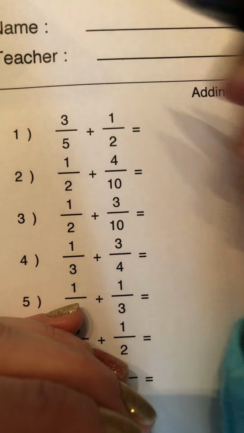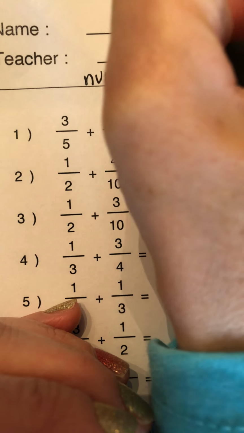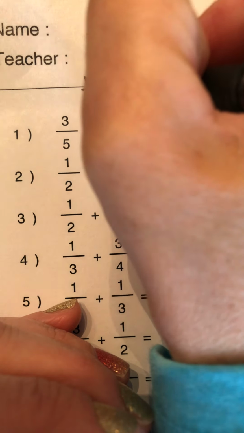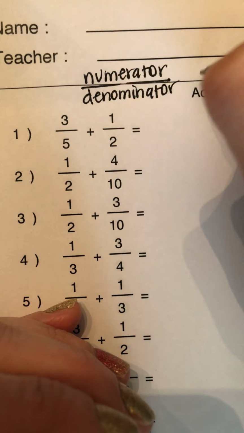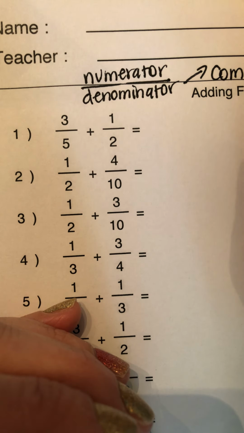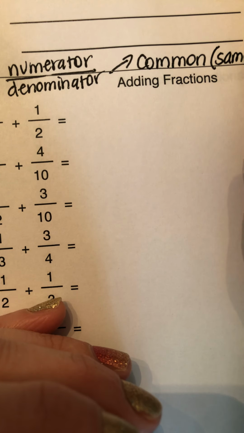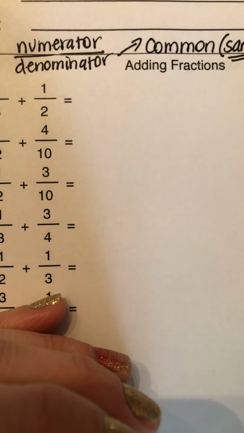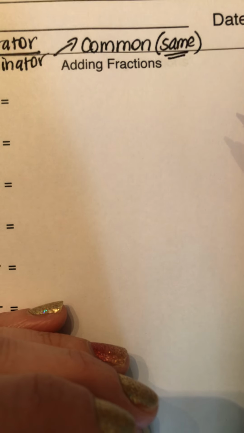So if you want to remind yourself, the numerator is on top and the denominator is on the bottom. Okay, your denominator needs to be common. What does it mean to be common? They need to have the same denominator. So if you want to write that at the top of your paper, the denominator needs to have a common one between both numbers, so it needs to be the same.